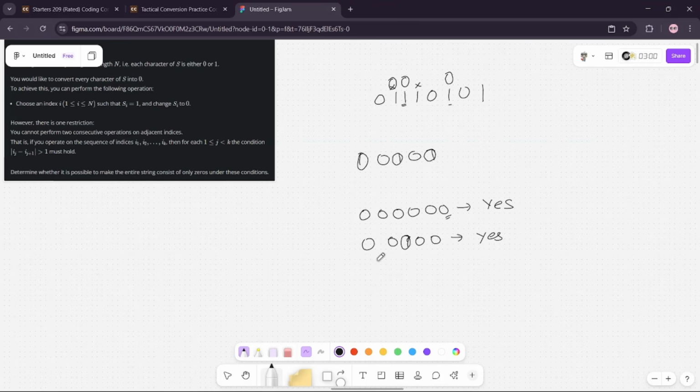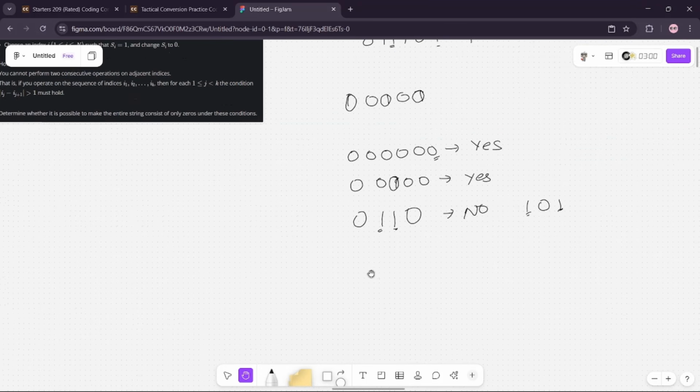Now if there are two ones inside the string and both of them are adjacent to each other, let's say 0, 1, 1, 0. In my first move, if I convert this one into a zero, in my next move, I cannot convert this one into a zero because it is adjacent to my previous move. So the answer will always be no. But if I have two ones inside my string and they're not adjacent to each other, let's say 1, 0, 1, I can convert this one first and later I can convert this one, because both of them are non-adjacent to each other.